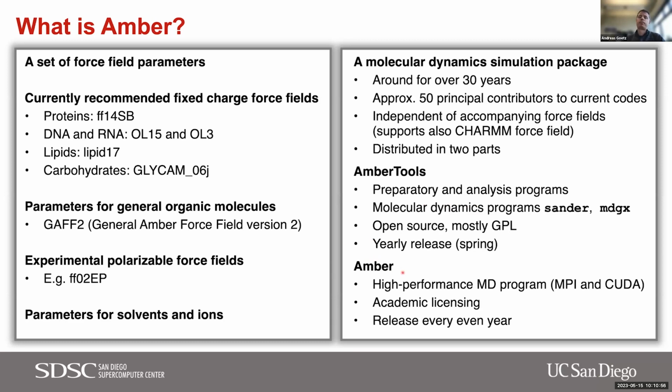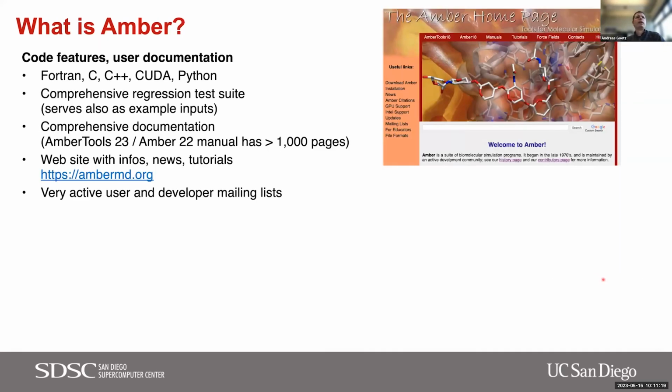And then what's basically called Amber is just a single code. Actually, that's the high performance MD program that's under an academic license. So it's also free for academics, and you get the source code if you want to have it. And the release is every even year. That's the code that I'm mostly talking about today, because that's the high performance implementation that also has a CUDA implementation. And so Amber overall has Fortran, C, C++, CUDA, Python, a comprehensive regression test suite, documentation.